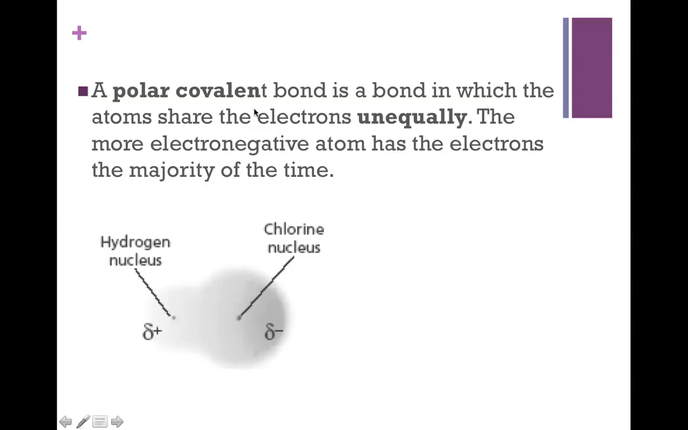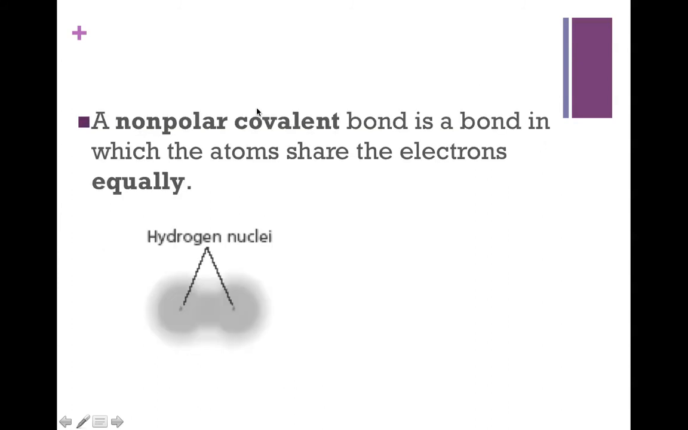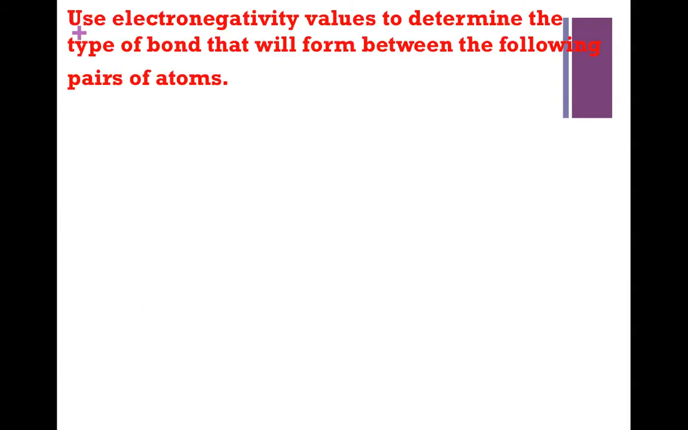But it's still covalent. Okay, nonpolar covalent is just a bond where everyone's happy, the electrons are shared completely equally, therefore there's not going to be any poles, no positives and negatives. It's just straight nonpolar, nothing's happening. Okay, so let's actually practice. Use electronegativity values to determine the type of bond that will form between the following atoms.